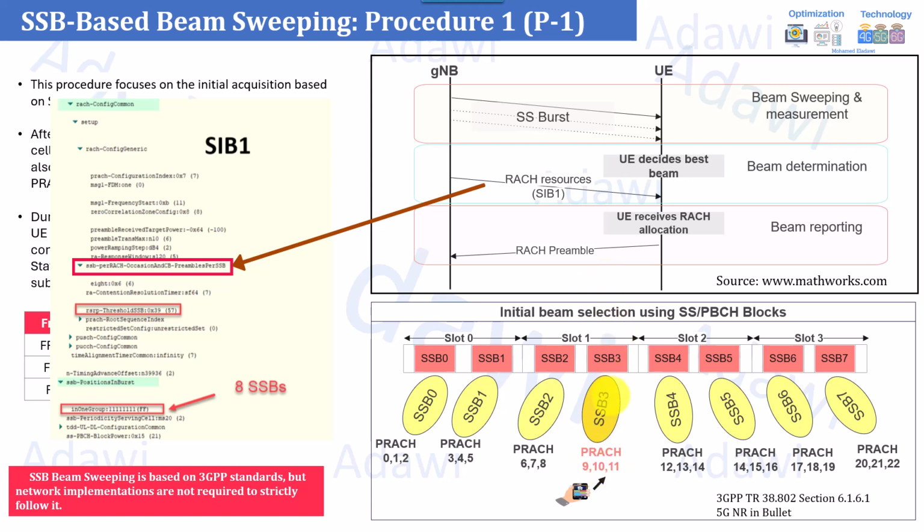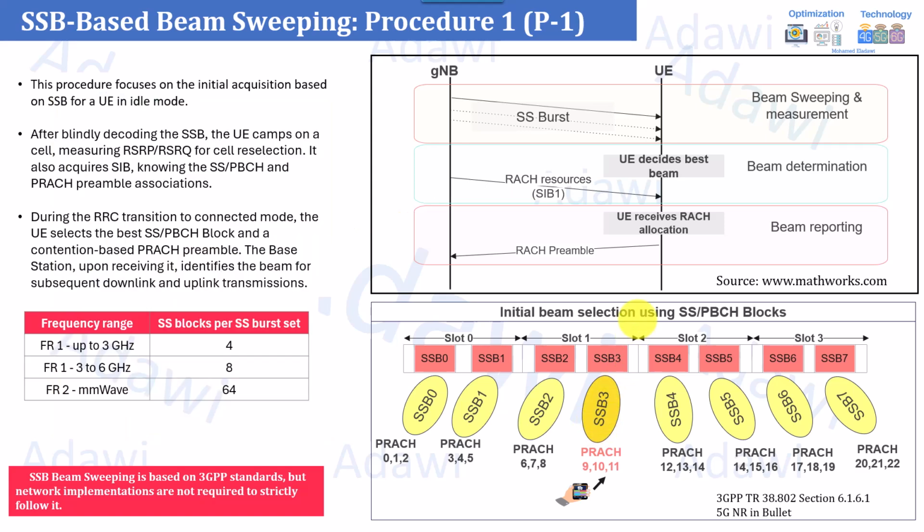For example, here the user, after reading, found that SSB 3 has the best radio condition based on RSRP. So he will decide that this is his beam, the one he should receive in the downlink, and he will camp on it. In order to complete the uplink synchronization and get into the connected mode, the user will then initiate the so-called RACH preamble. Now he knows that the best beam is SSB beam index 3.